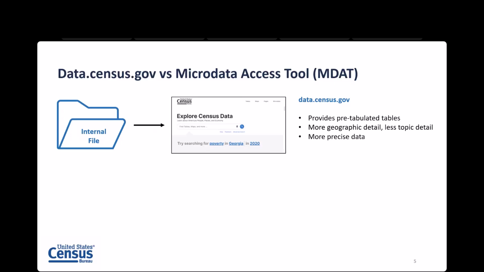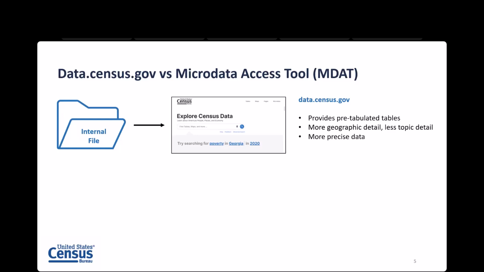So when we're looking at accessing data through data.census.gov, this is coming through what's called our internal file. And what we do with this internal file is create pre-tabulated tables and then populate them over on data.census.gov. So the good thing about this is that it allows you to access data with more geographic detail, meaning that you can get down to those really small geographies like census tracts, block groups, and blocks. And the data is actually also going to be considered more precise because it's coming from that internal file.